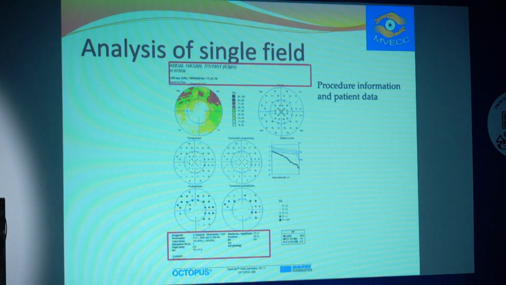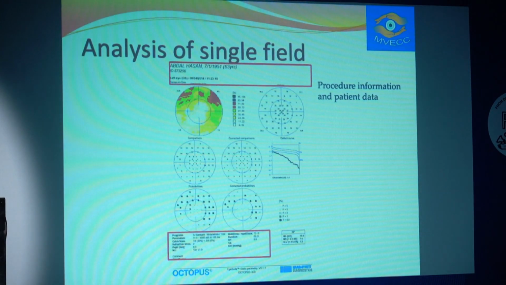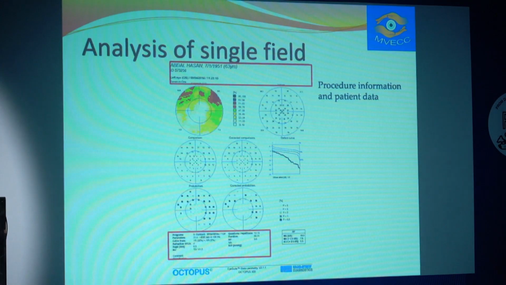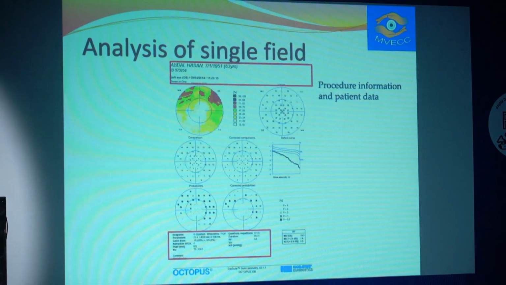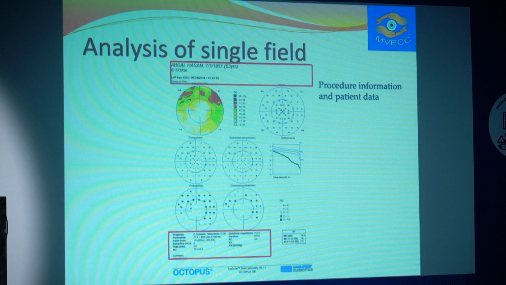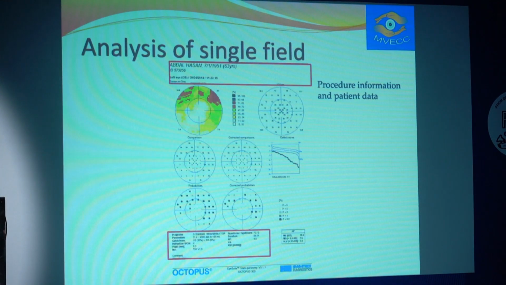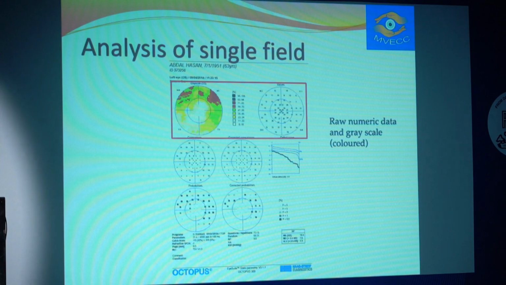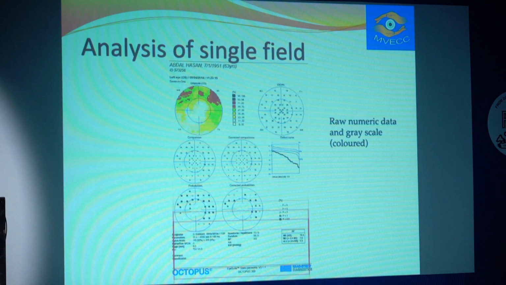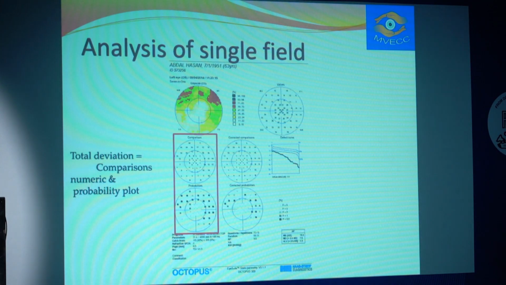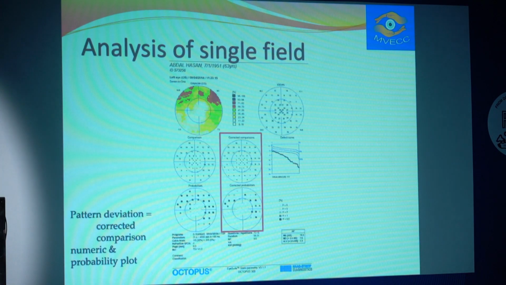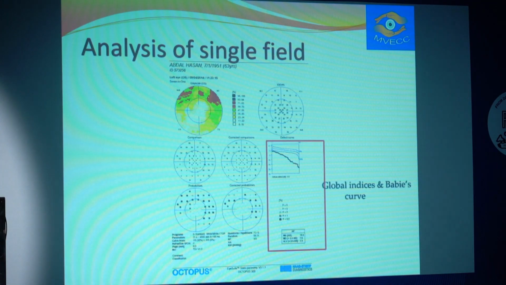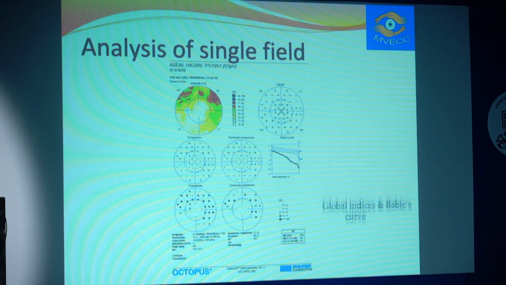Now we move on to, in short, the Octopus. The Octopus also has a similar kind of presentation, but in a different pattern. This is the 7-in-1 printout of Octopus, which looks like Humphrey's. This is the procedure information and patient data. Then you have the catch trials, which are similar to the reliability indices. Then we have the raw numeric data in grayscale, which is colored here. Then you have comparisons in place of total deviation, and corrected comparisons in place of pattern deviation. Then you have Bebie curve and the global indices. So we talk about them in brief.